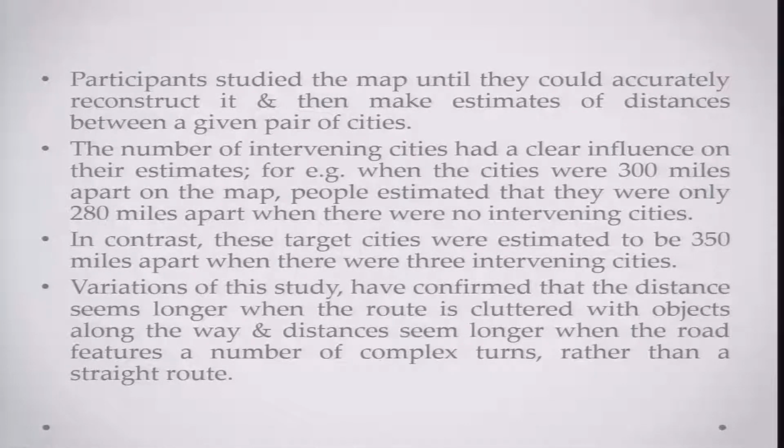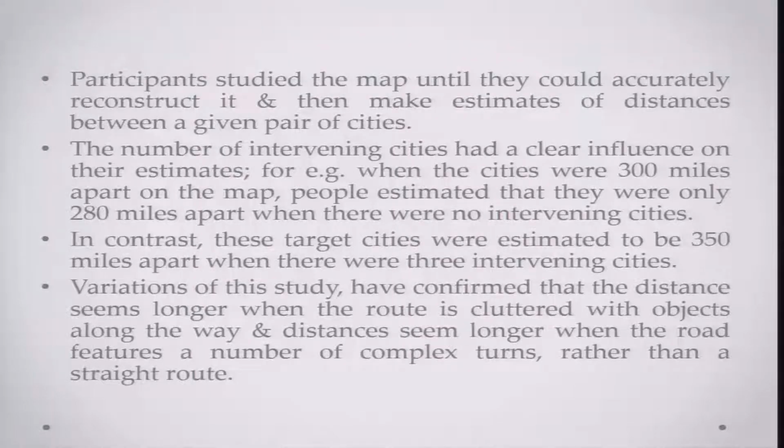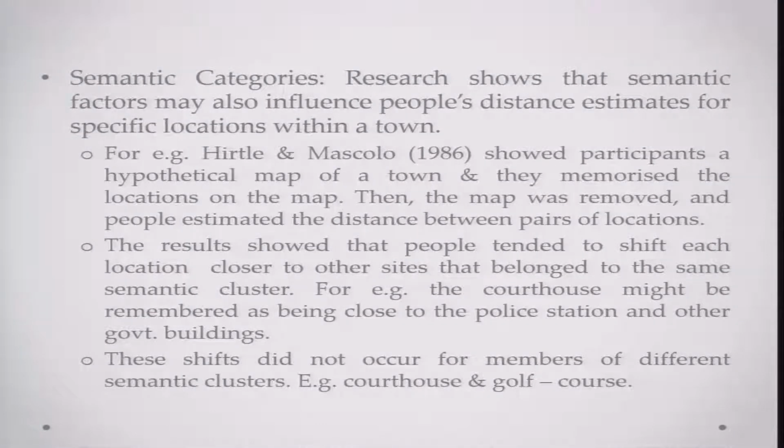Variations have also been conducted of this study, and people have confirmed that a distance seems longer when the route is calculated, when the route is cluttered with so many objects. If there are too many landmarks in the middle or too many important things in the middle, the distance estimation kind of goes awry. Also, when the road features a number of complex turns rather than a straight route. Okay. So, again this was about distance.